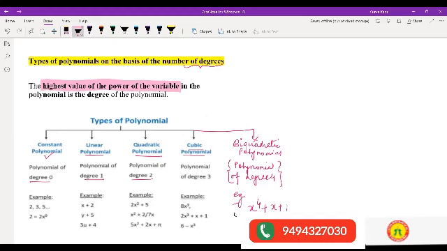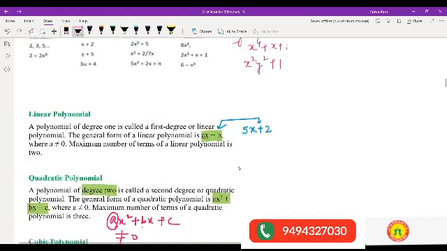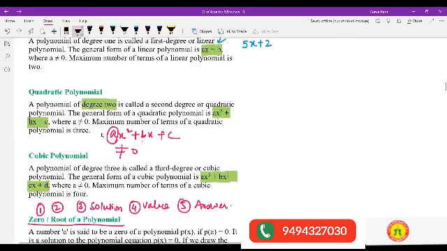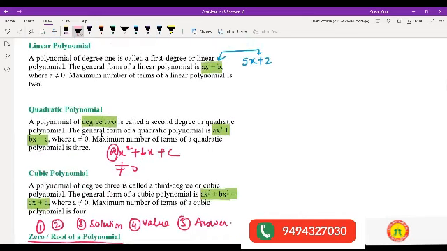Next question here is linear. These are all linear polynomials, and the degree of a quadratic polynomial. So linear has only one power, the maximum power is 1. So ax plus b is the standard form, the general form of the linear polynomial, where a should not be equal to 0.